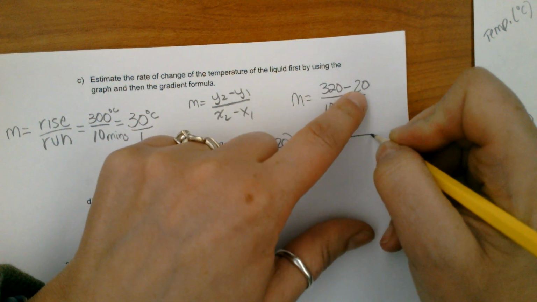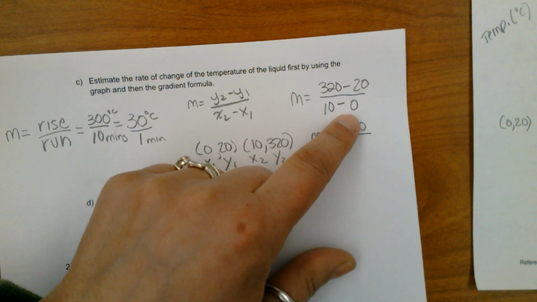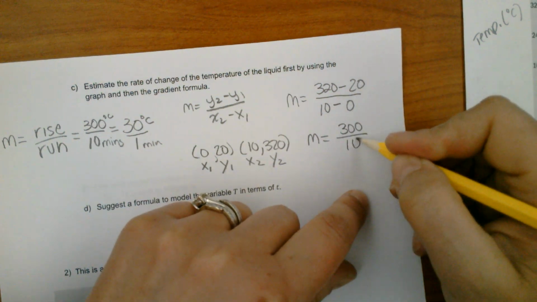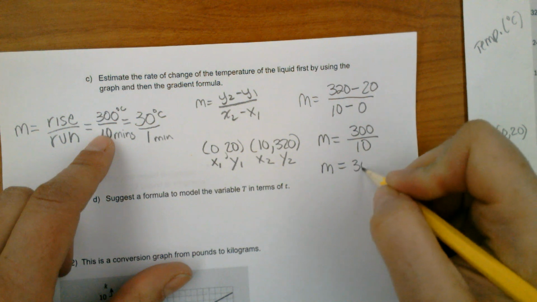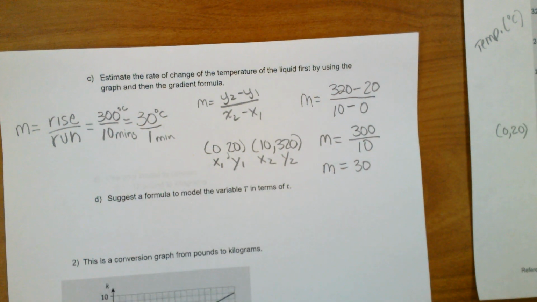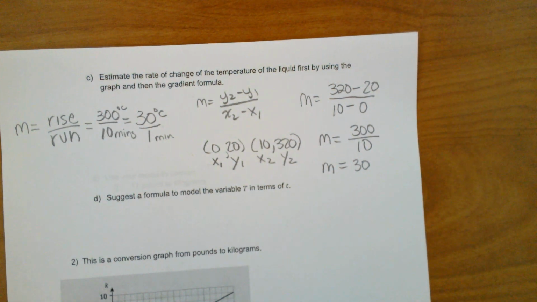We subtract 320 minus 20, that's 300. 10 minus 0, which is going to be 10. And we find out that we're coming back to the same exact answer, which is going to reduce down to 30. Okay, next we have to suggest a formula to model the variable T in terms of t.